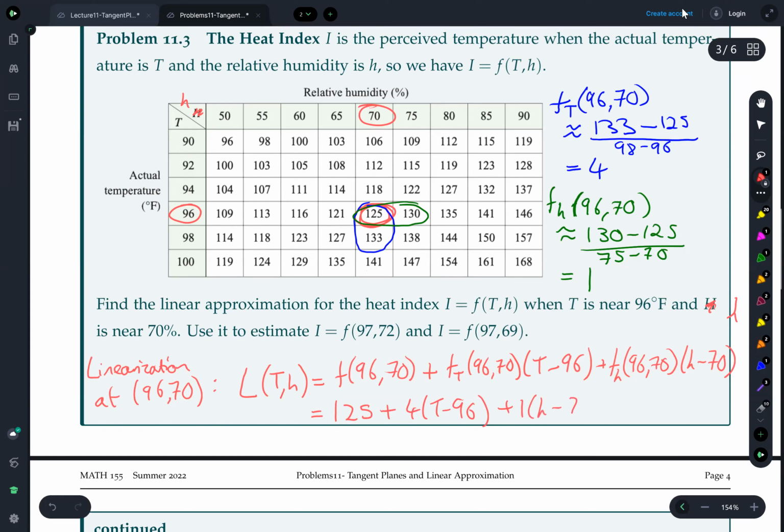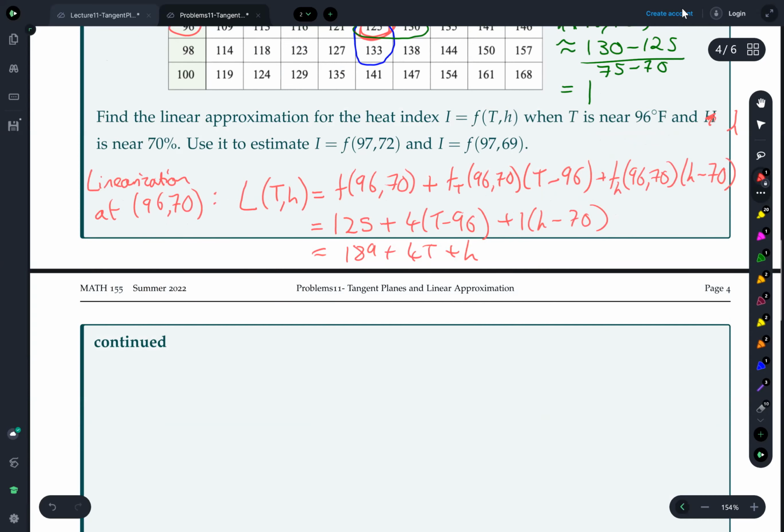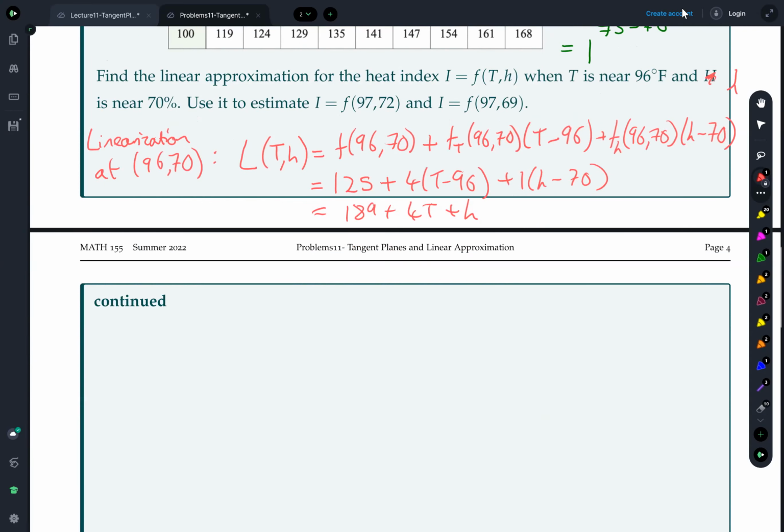Okay. Now, because we're doing a linear approximation, we could just leave it in this form. You could also write it out as 189 plus 4t plus h. Both are correct. There's nothing wrong with doing that. But we'll see in a moment when it comes to working out these estimates that it's easier to work with the first one than it is to work with the second one.